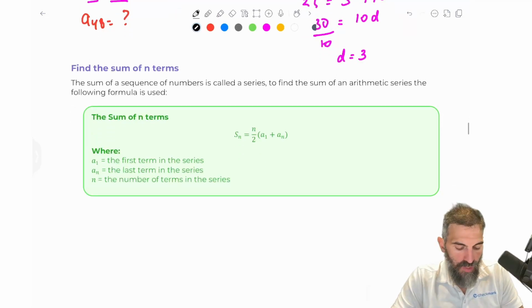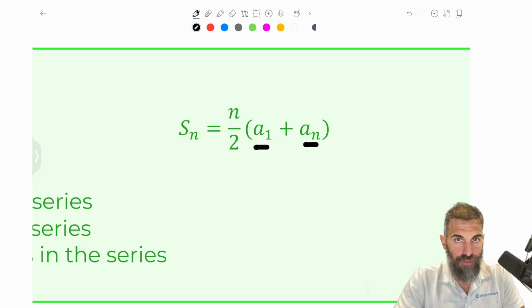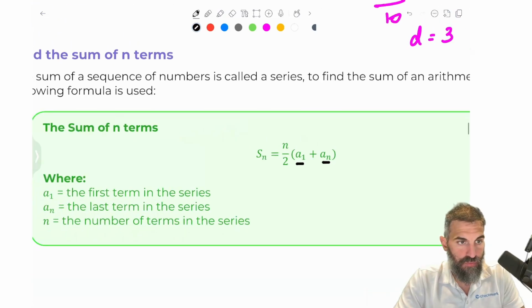So pretty straightforward. The formula is n, the same n as before, that's just the number of terms, over 2, times the first term plus the last term. First term, last term. Okay, let's try that out.